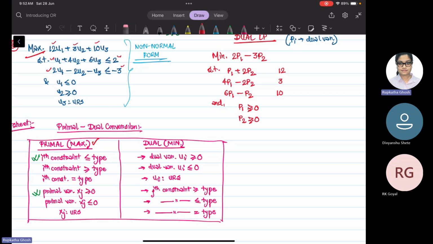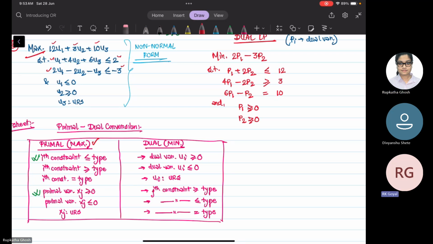Now talking about the constraints. The first variable is less than or equal to 0, so that means the primal variable xj is less than or equal to 0, then your corresponding constraint would also be less than or equal to type. So the first constraint is less than or equal to type. The second one is greater than or equal to 0, so it is greater than or equal to type. The third one is unrestricted in sign, so equality type. So you got it.